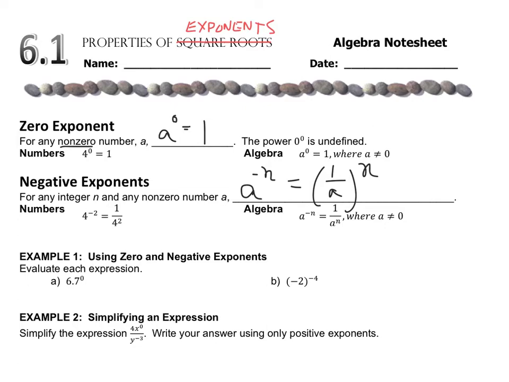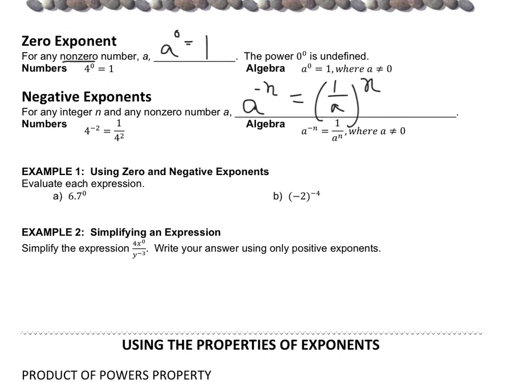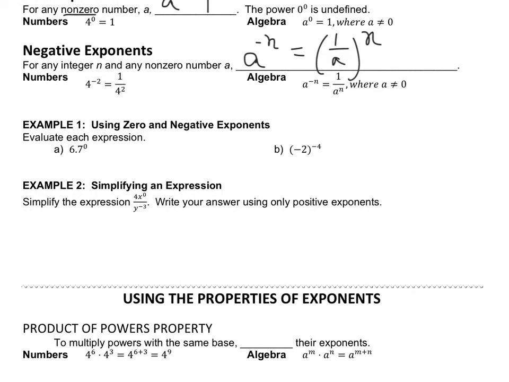Okay, let's look at a couple of quick examples. Evaluate each expression. 6.7 to the 0 power sounds like I need a calculator and a lot of work, but remember, anything to the 0 power is 1. Done.